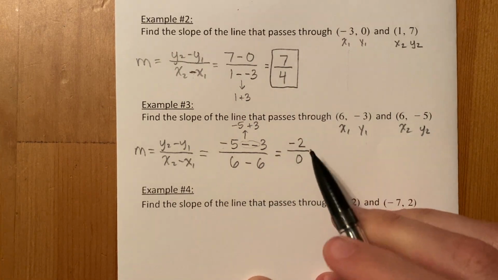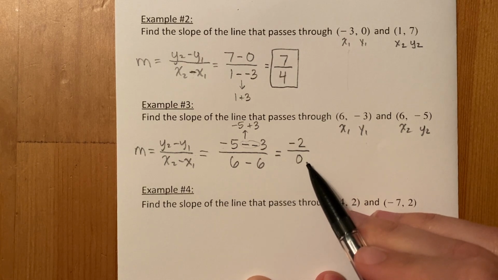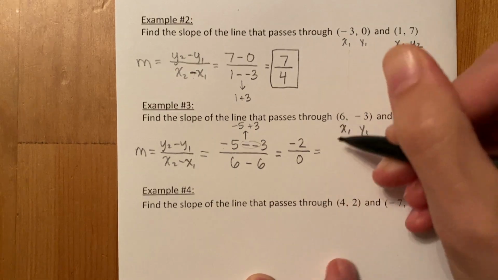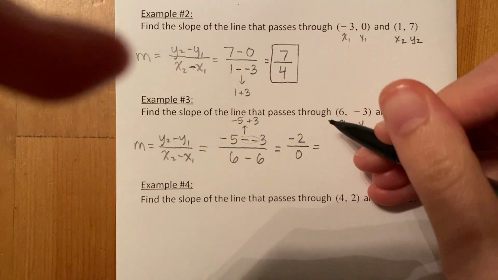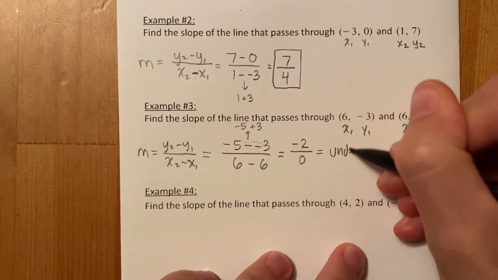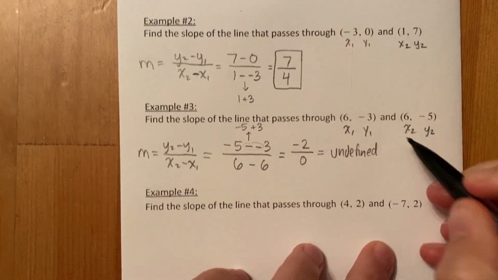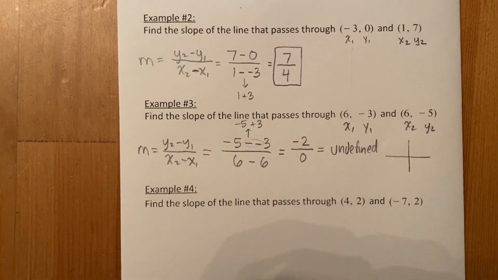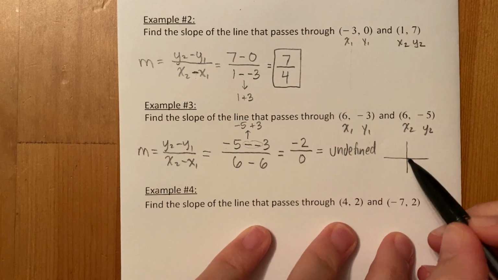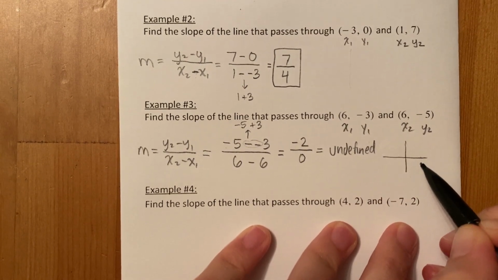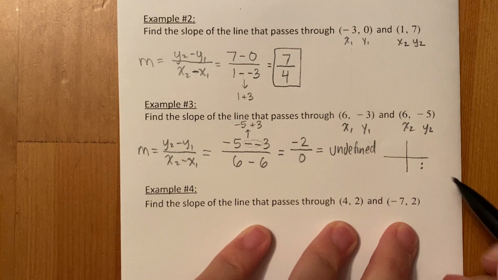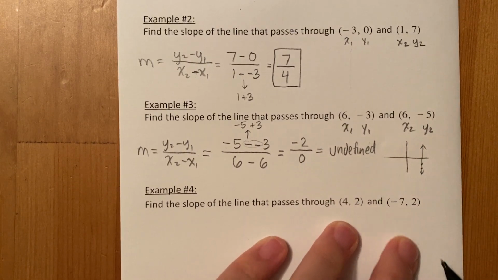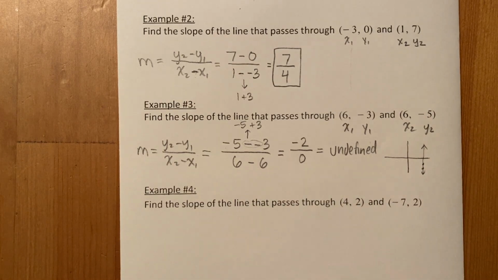Notice what I have here. This is -2 divided by 0. Remember that in math, we do not divide by 0. This slope is undefined. And you should be thinking to yourself, what's the undefined slope? That must be a vertical line. And you can check your work. If I graphed 6, -3, and 6, -5, that line that passes through those 2 points would be a vertical line. So that would be an undefined slope. So my answer makes sense.